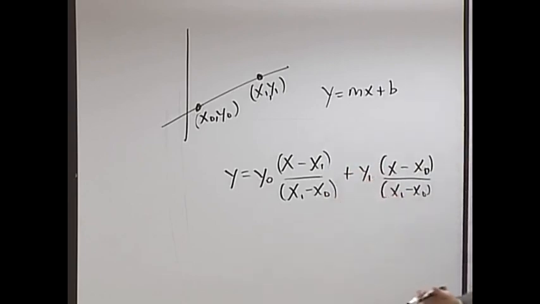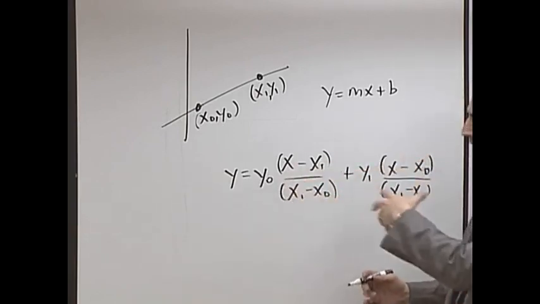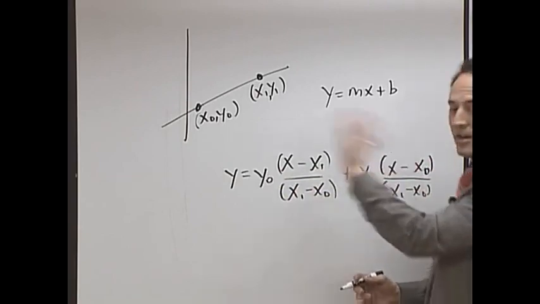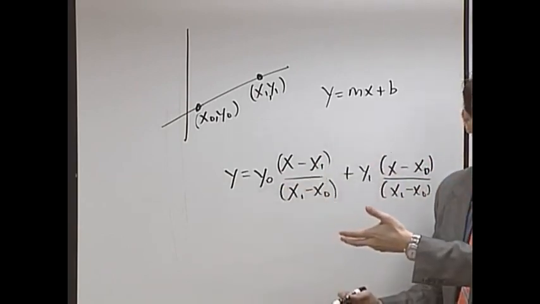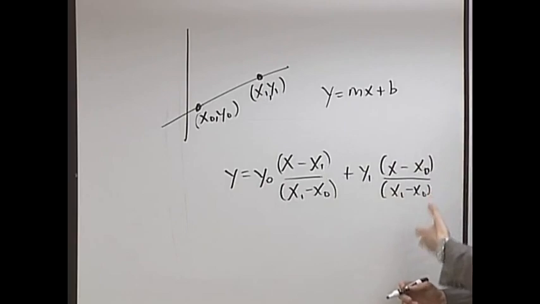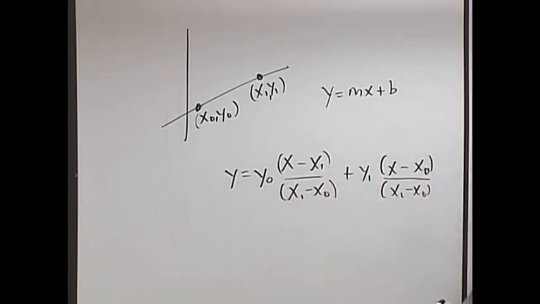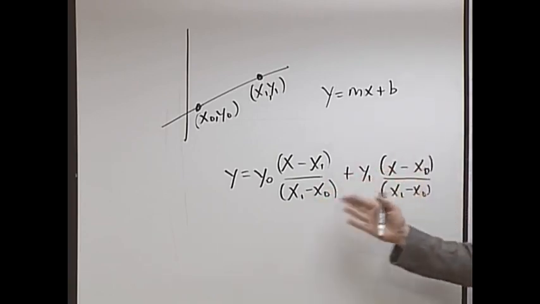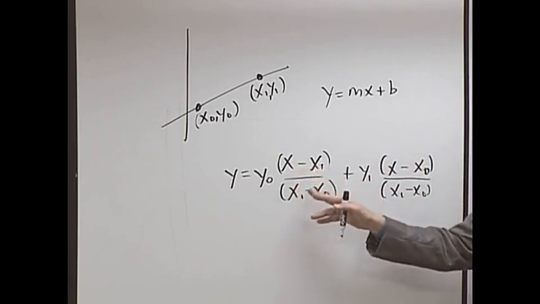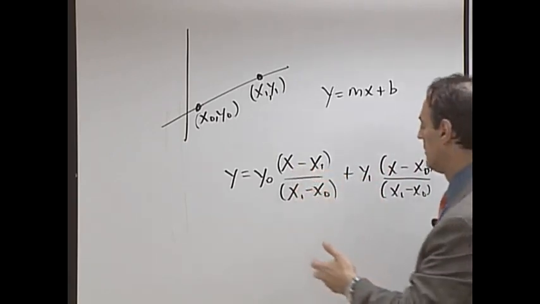I wanted to go through y naught and y1. So if I put in x naught, I want this thing to come out as y naught. If I put in x1, I want it to come out as y1. So if I put in x naught, I want this to be 1 and that to be 0. If I put in x1, I want that to be 0 and that to be 1. And then I just do that. If x naught is in here, I have x naught minus x1 over x naught. Okay, so there's a minus sign.